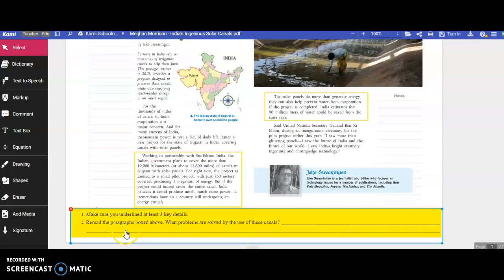So you have to look for what problems they are solving. So they have these canals, there's some problem with it, and then they fix it somehow with some solar panels.